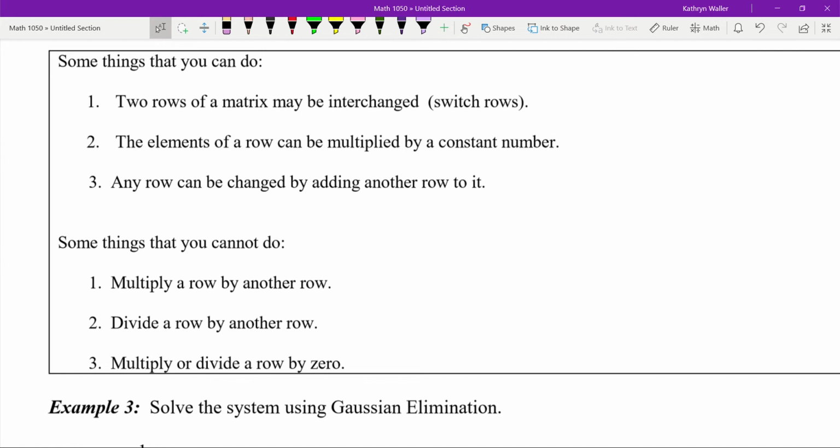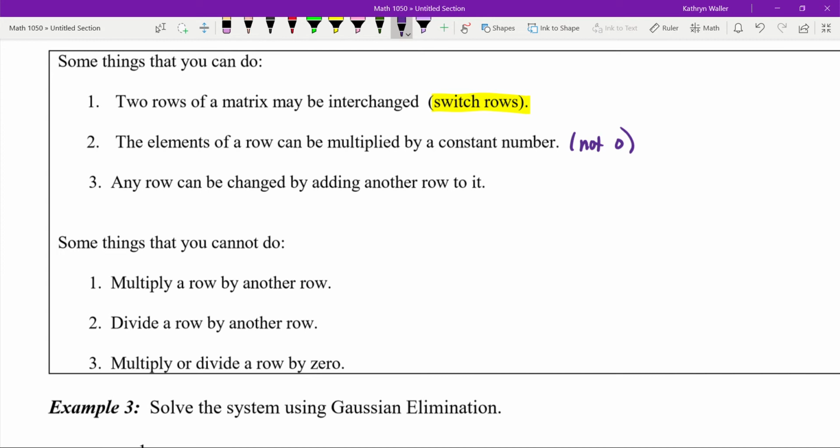So look what you can do. You can switch rows, okay? You can multiply a row by a constant number, but right there, I want you to put not 0. You would never multiply a whole row by 0. That would just turn the whole row into zeros, which doesn't make any sense. You can add rows together, okay?